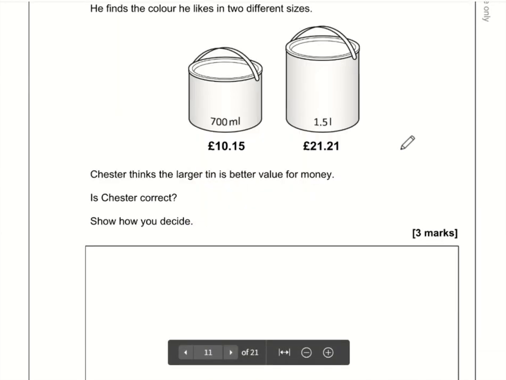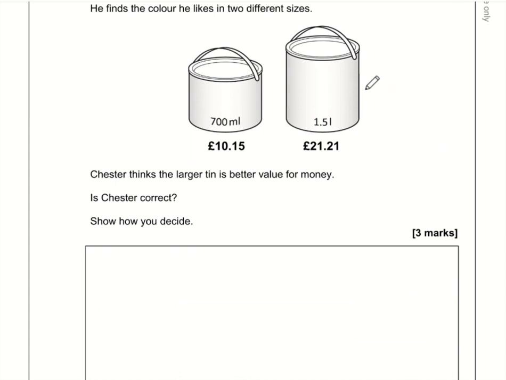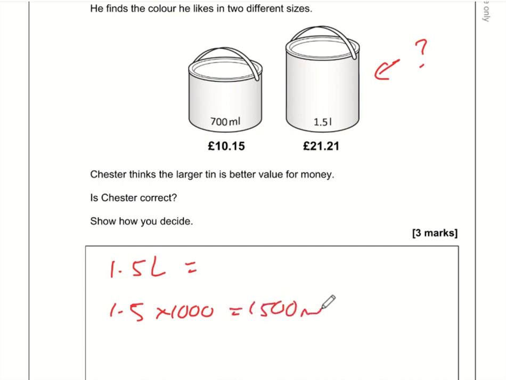Okay, for this question, Chester thinks the larger tin is better value for money, so let's question that. First of all, I'm going to turn 1.5 litres into millilitres so that it's the same unit as the smaller one. So we need to multiply by 1,000, so 1.5 multiplied by 1,000, because there are 1,000 millilitres in a litre, so that is 1,500 millilitres.